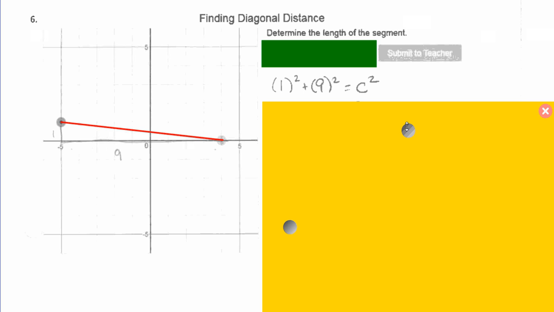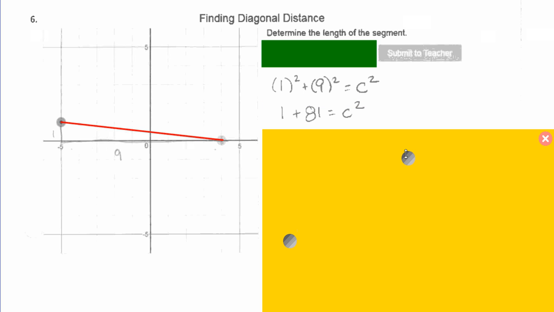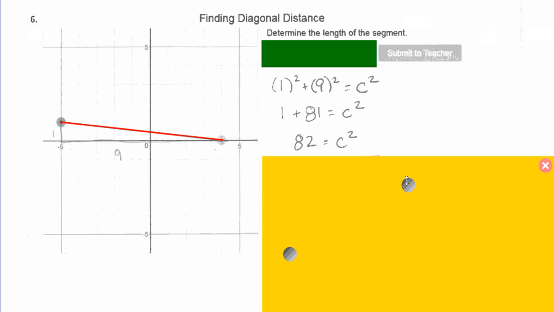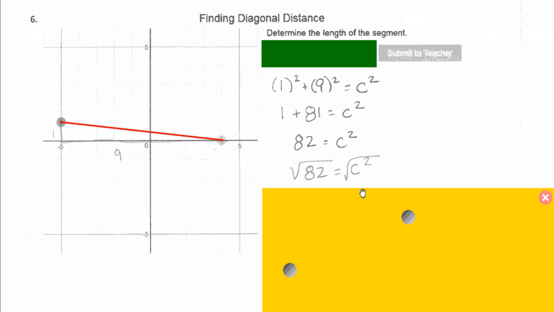Well, 1 squared is 1, 9 squared is 81. If we add those together, I now have 82. 82 is equivalent to c squared. I want to undo that to solve for c, the hypotenuse. So how do you undo something that's squared? You take the square root of each side. So we know this is going to give us the absolute value of c.